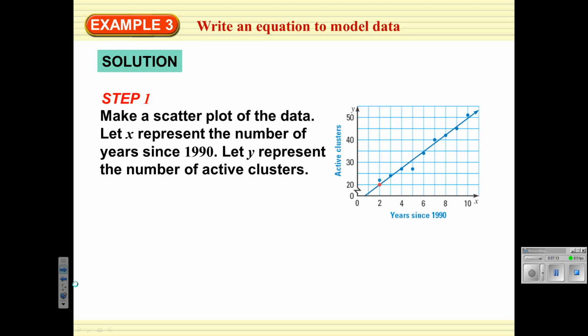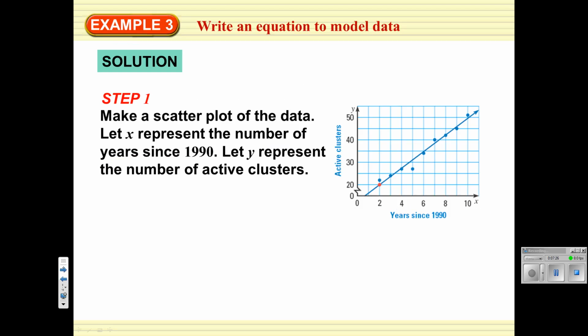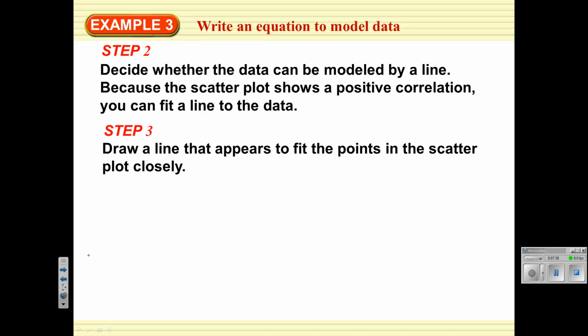Okay, so step 2, it says, decide whether the data can be modeled by a line. Because the scatter plot does show a positive correlation, you can fit a line to the data, which on your notes you have that line right there. Sorry, I'm kind of slow. So you can fit a line to the data. That means we can estimate a line of best fit that models the trend we're seeing.